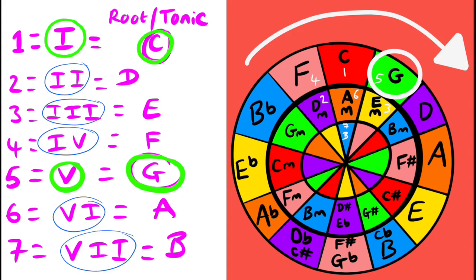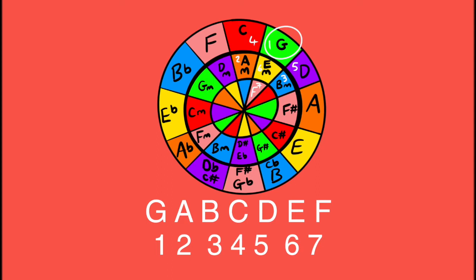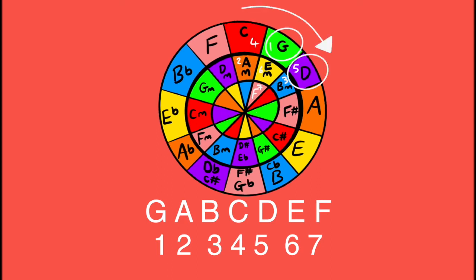So let's look at G so you can see the pattern. So now G is number 1. G is our first chord note. So after G, we have to loop back to A. So A is 2, B is 3, C is 4, and D is 5. And if you notice, D is also the next chord in the circle.